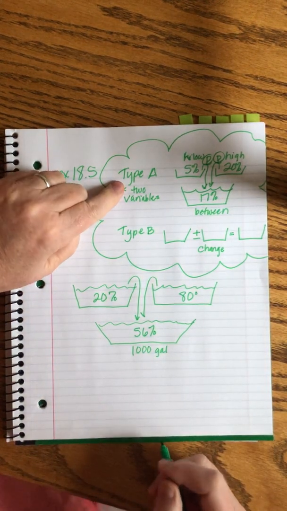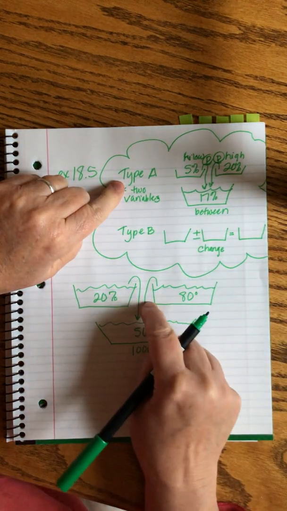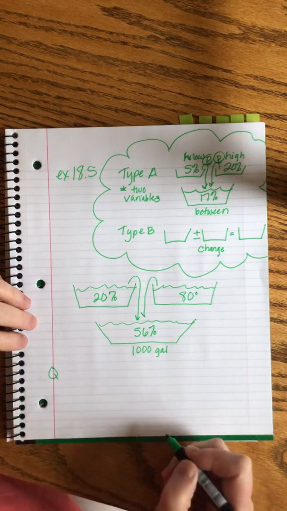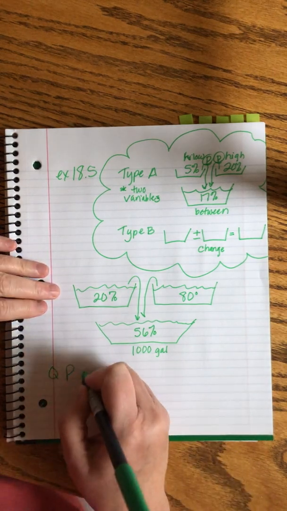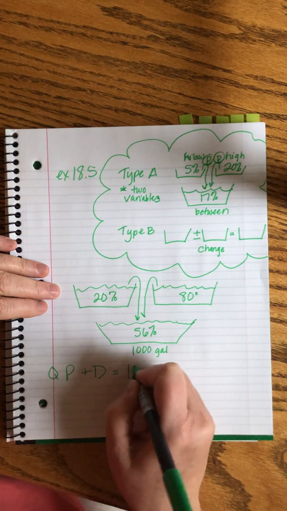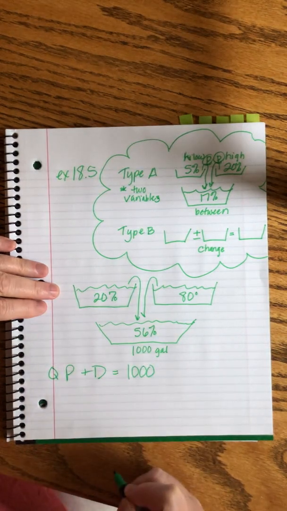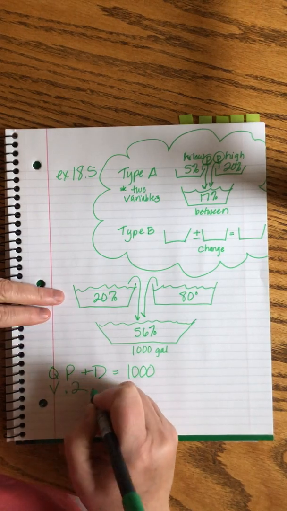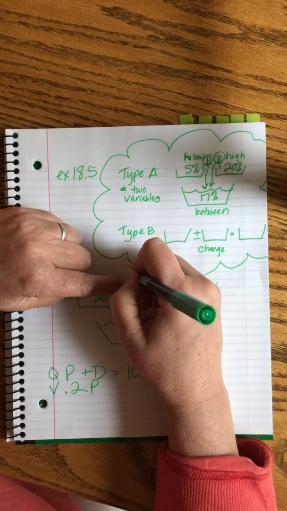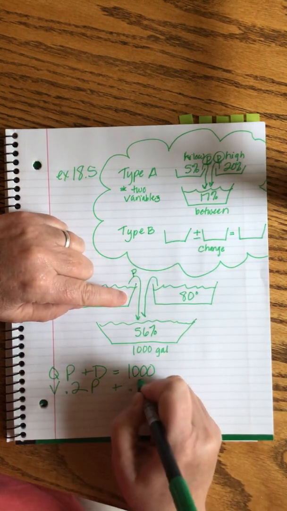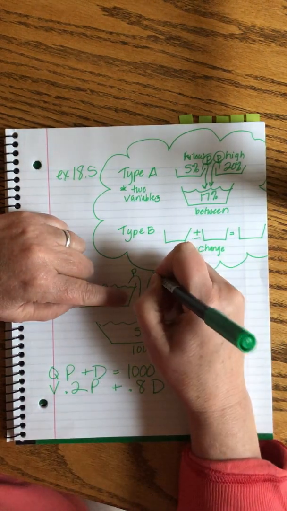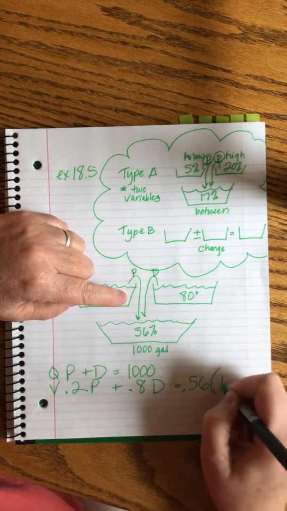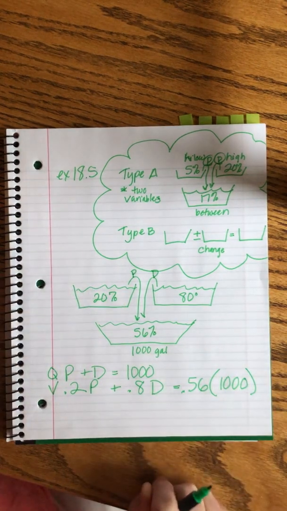Okay, we know that we're going to have 2 variables, a P and a D. Like the coin problems, we start first with just a simple quantity statement. The amount poured plus the amount dumped equals 1,000 gallons. Now we multiply through by the percentages. That's our value statement. 0.2 times the amount poured, because this is the poured side, plus 0.8 times the amount dumped, because this is the dumped side, will equal 0.56 times 1,000 gallons.